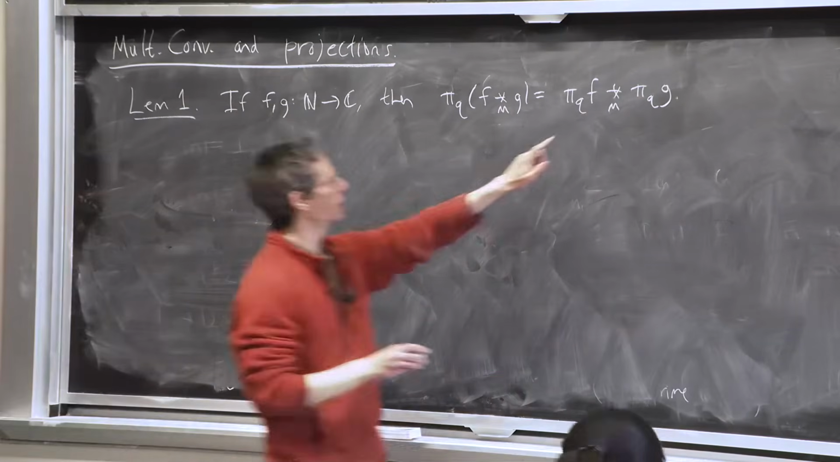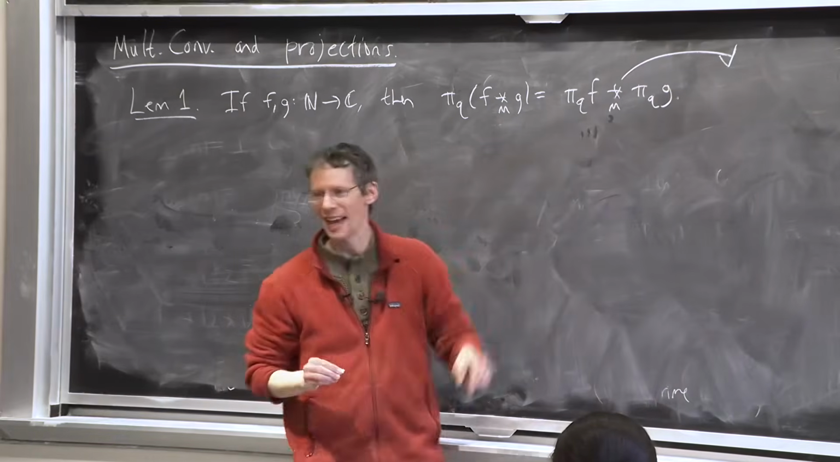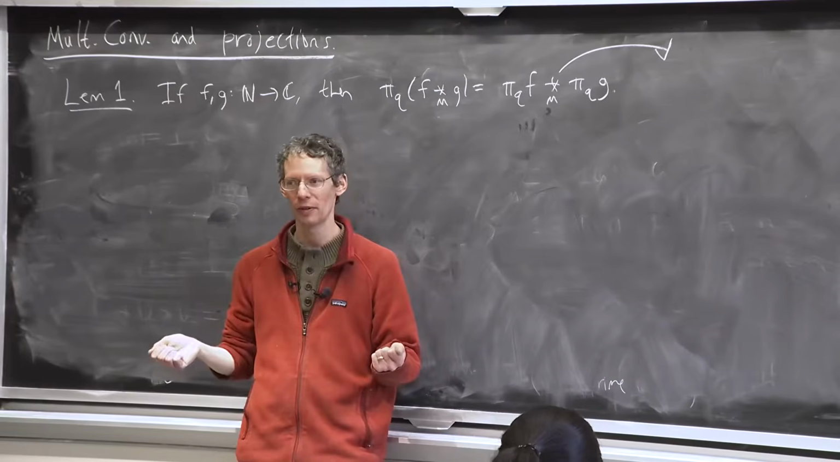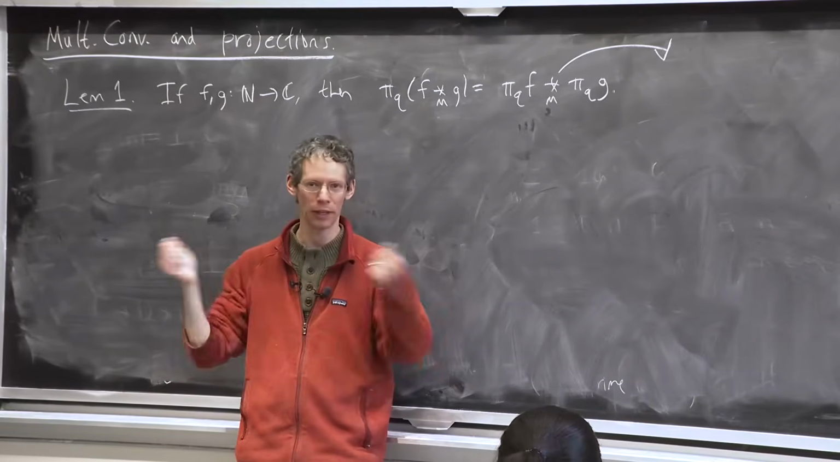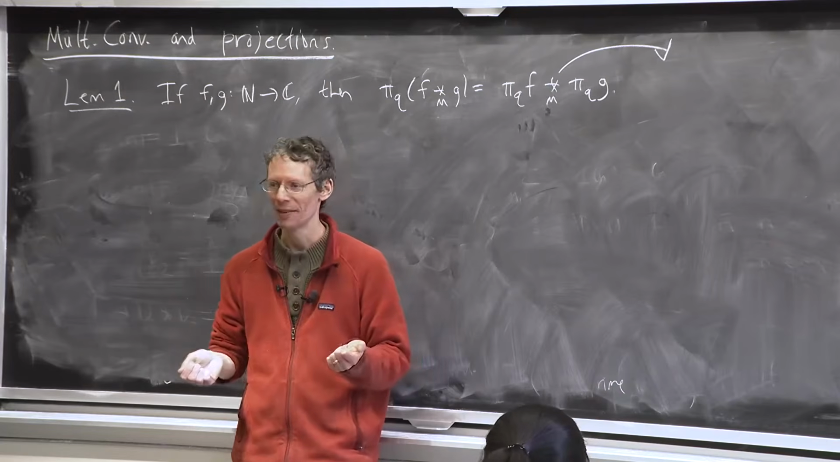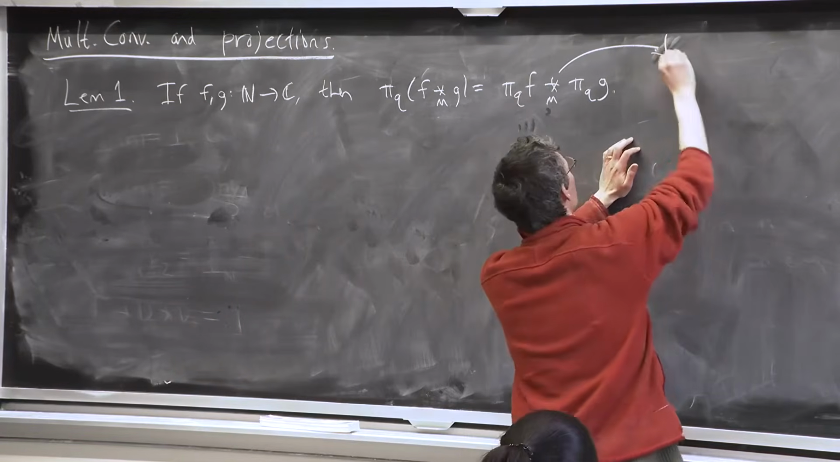OK, I guess this one requires a definition. If I had been savvy in general, I might have defined multiplicative convolution in the first place for any multiplicative monoid or something. But anyway, let's just say what it is for Z mod Q. It is what we think.